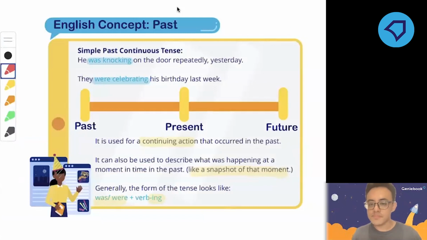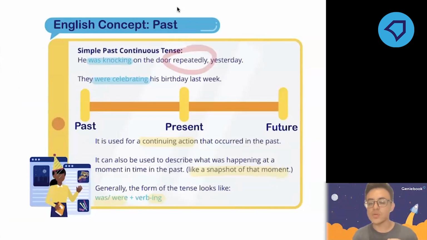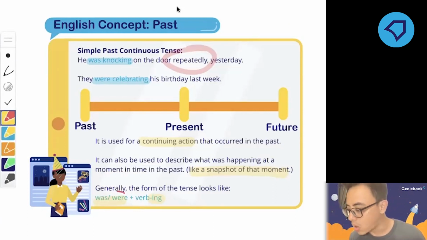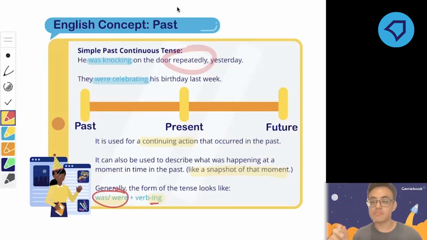Now, past continuous here is used for, very important, continuing action. He was knocking. So yesterday, the process of knocking, at that time, it was continuing. He didn't just knock. It was a knock and it was for an extended period of time. He was knocking on the door repeatedly yesterday. They were celebrating his birthday last week. So the actions have to stretch out over a long period of time. It can be used to describe what was happening at that very moment. So the past continuous tense uses the word was or were plus the verb and ing. So this action occurs for a long time. Right, next one.